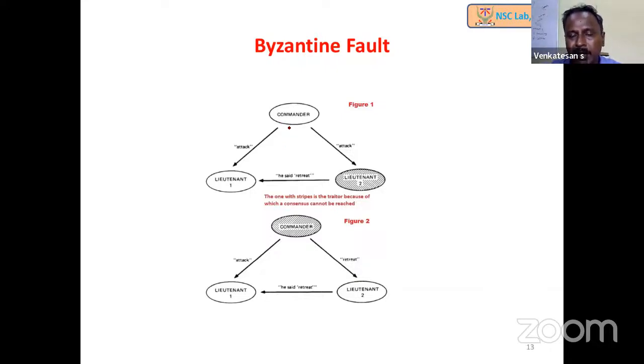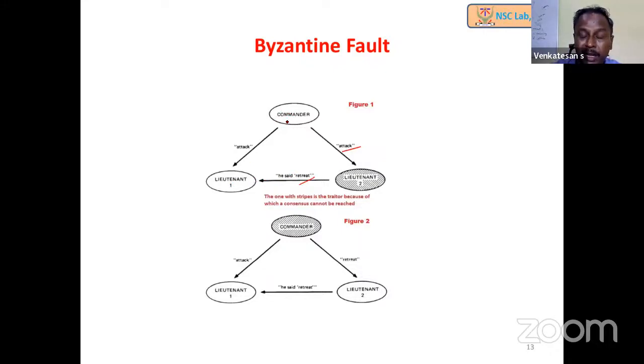So now the commander has decided. There are 2 messages he can pass. One is attack and another one is retreat. Okay, don't go for attack. So that's what the commander can pass. So the commander sends the message to both the lieutenants, you go for the attack. Now these lieutenants will see the majority.